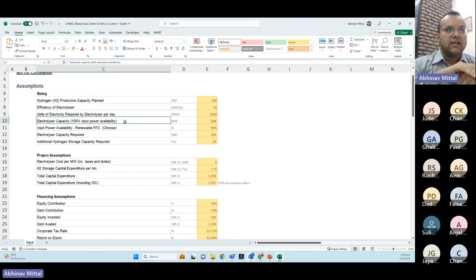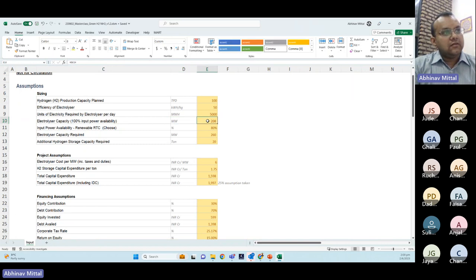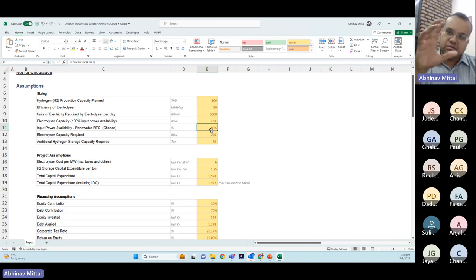So this assumes that you have a renewable energy source available for the entire time. So simply the formula for capacity is you divide 5,000 by 24, so that this becomes the electrolyzer capacity, meaning 208 megawatt. Now if I have chosen 80% availability, because my renewable energy source is not available 100%, I need to have additional electrolyzer capacity.